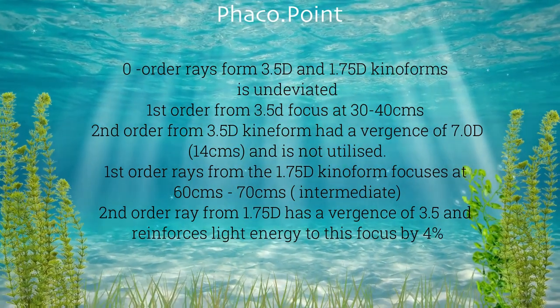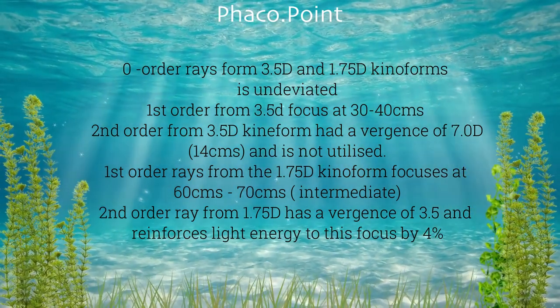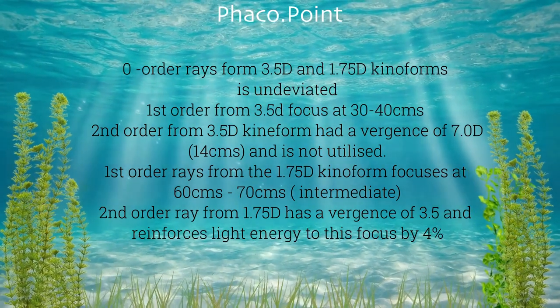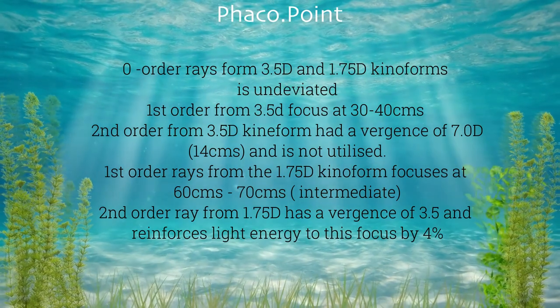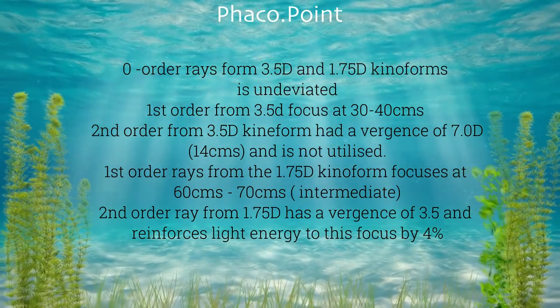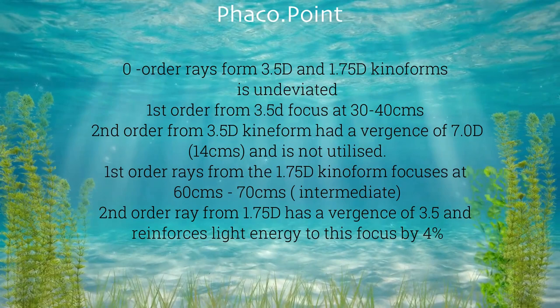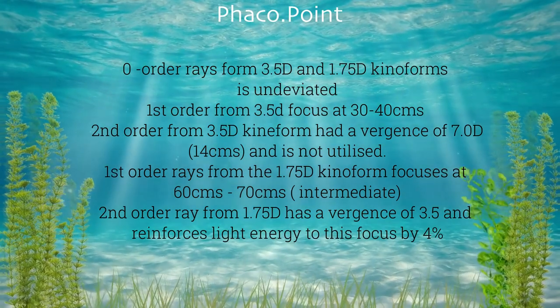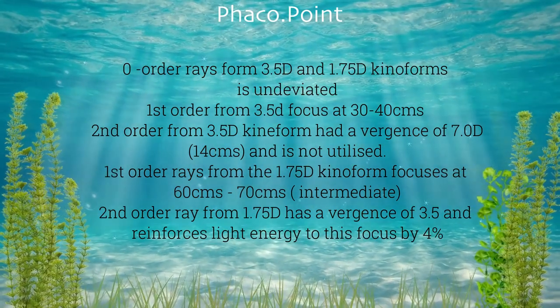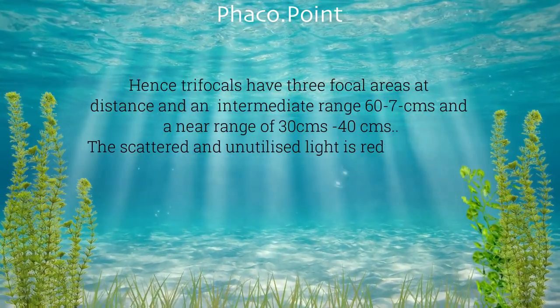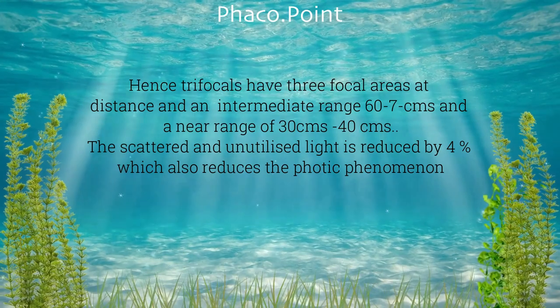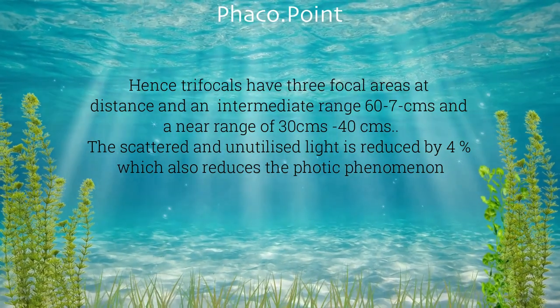However, the first order rays from the 1.75 diopter add will focus at 60 to 70 centimeters of the intermediate range, whereas the second order rays from 1.75 diopters has a vergence of 3.5 diopters, and this light will therefore reinforce the near focal point. Hence, trifocals have three focal areas of convergence, that is a distance, intermediate range, as well as a near range.